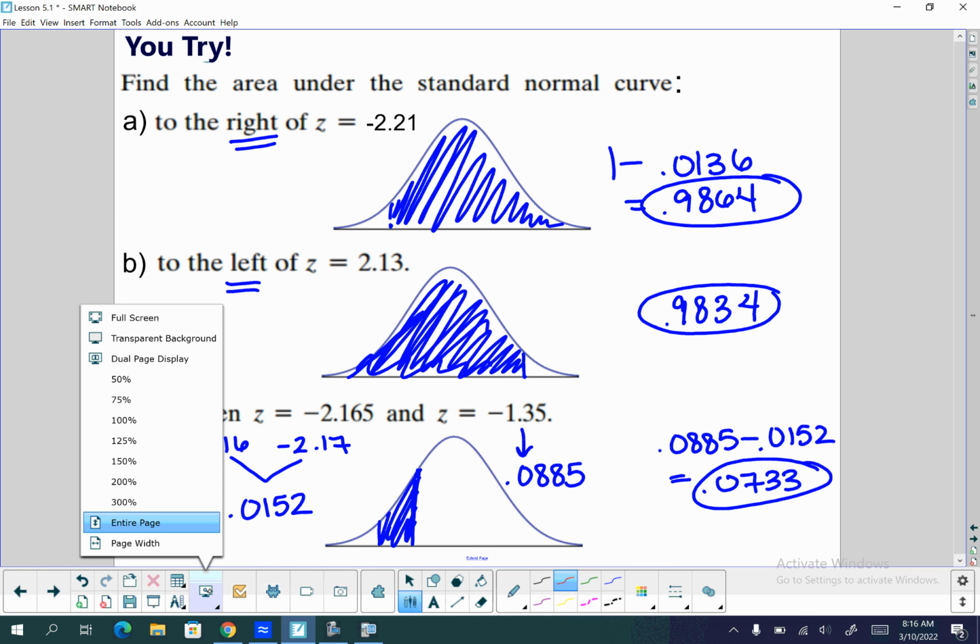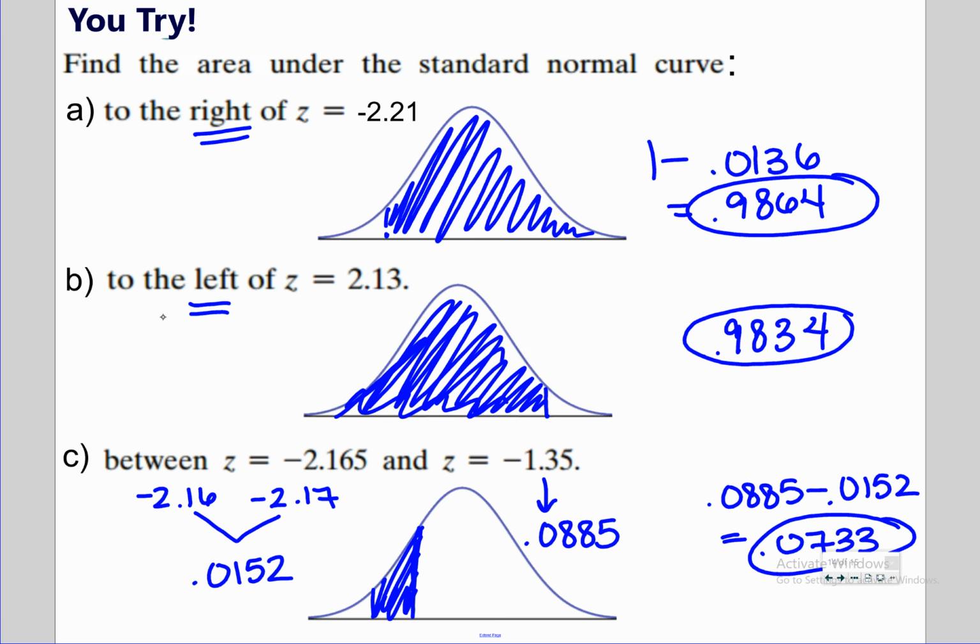Correct answers. So just make sure you look for your keywords: right, left, between. So to the right, you're doing a complement of what you find. To the left, just using the value straight off your chart. And between, you have to subtract the bigger one minus the smaller one, or the one to the right minus the one to the left. Part C, a little tricky. You've got to first find a z-score of negative 2.16 and negative 2.17 and find the middle of those, which I think was 0.50 and 0.54. So I just did that one mental math. And then again, just bigger minus smaller.